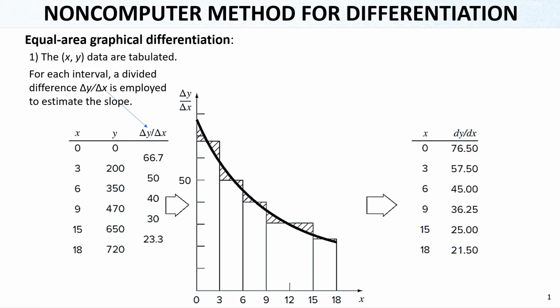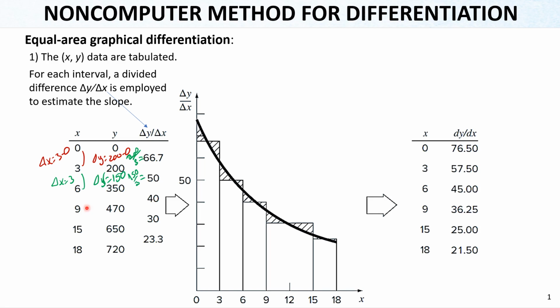So maybe we can just define that delta x is 3 minus 0 and delta y is 200 minus 0. So 200 divided by 3 gives us 66.7. Similarly, between these, delta x is 3 again. Here the delta y is 150, and 150 divided by 3 gives us 50.